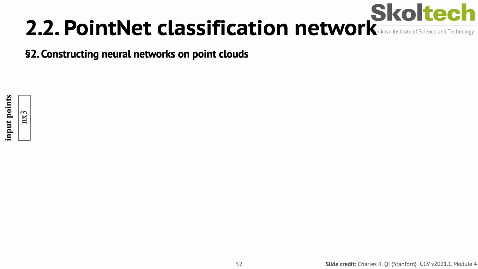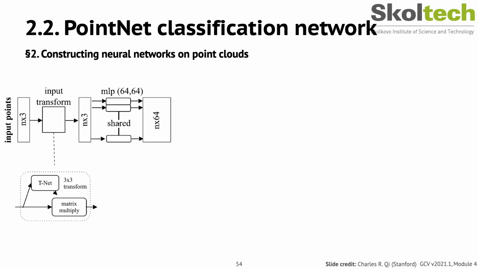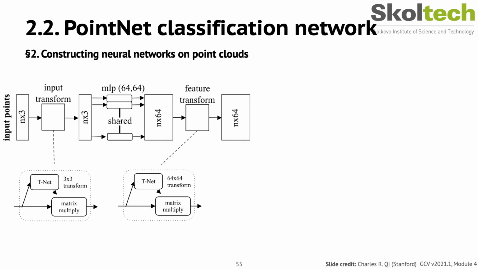Let us see how transformer networks can be combined to build a final PointNet architecture for classification. At the very beginning, we have a point cloud with n points of XYZ coordinates. The input points are first transformed by an input transformer network. Then each point is embedded by a multi-layer perceptron into a 64-dimensional embedding space. Then another feature transform is applied.